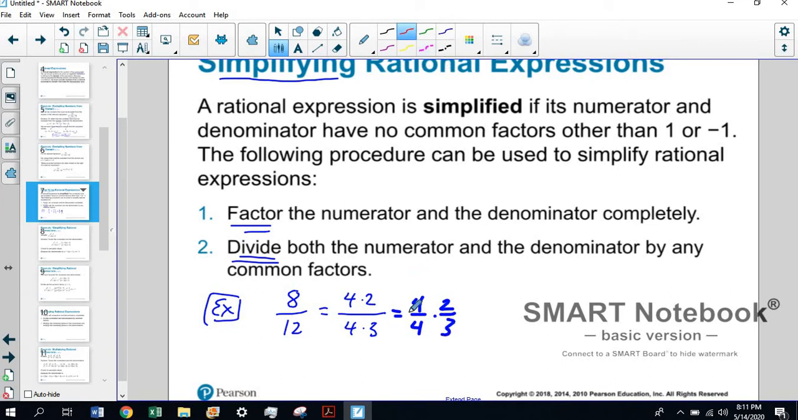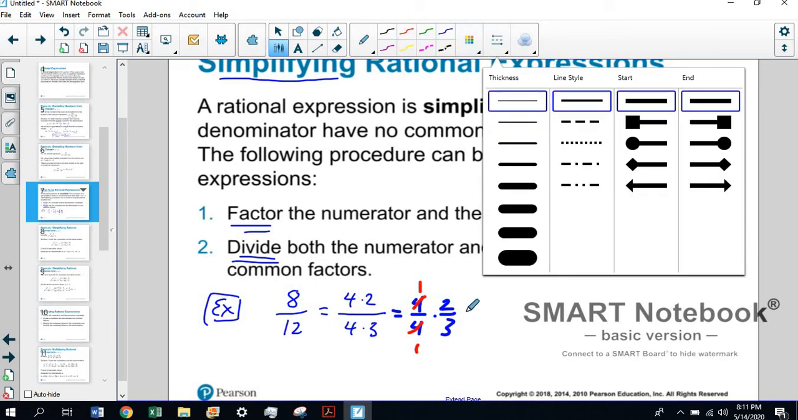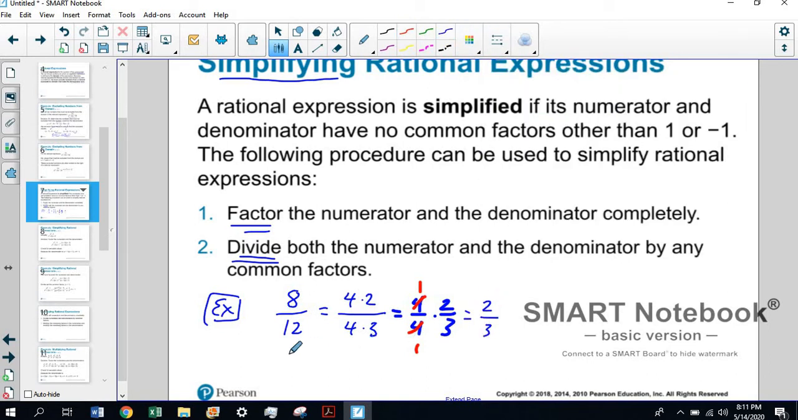And then what happens to 4 divided by 4? That becomes a 1. All right, and so then that's how you reduce your fraction, and you come up with 2/3 as a reduced fraction for 8 out of 12. That's all we're doing, except we're doing it with algebraic expressions now.